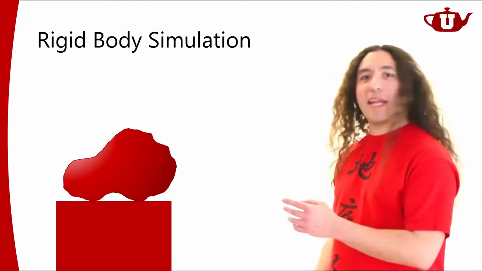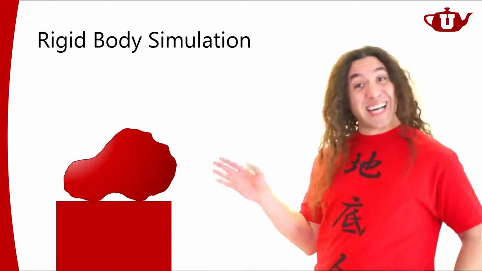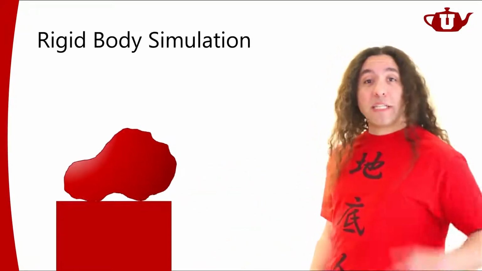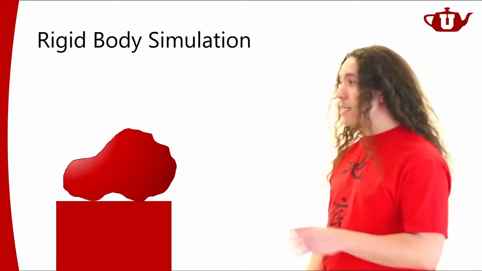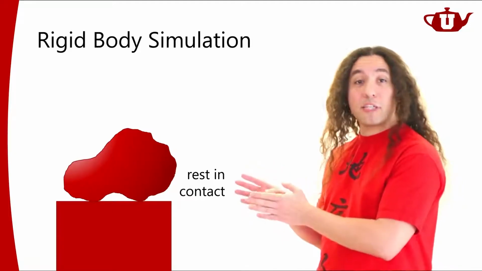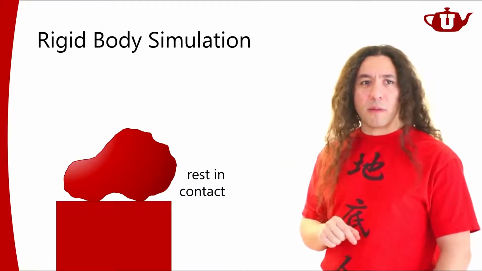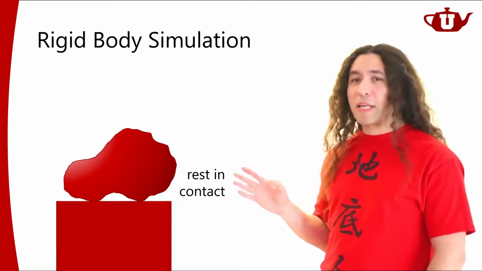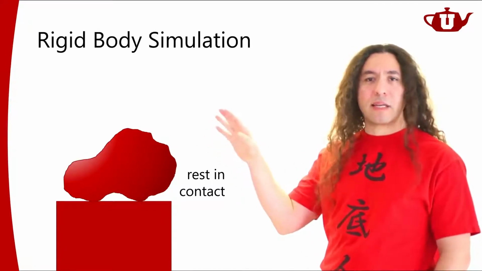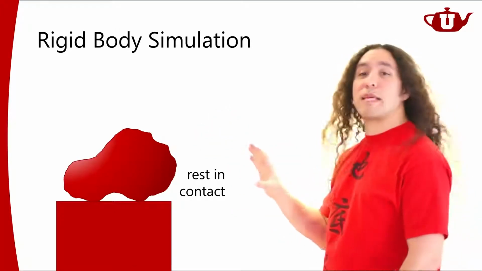So instead of simulating this and keep getting this sort of unnecessary motion, unnecessary computation, and unnecessary instability, what we typically do with rigid body simulation is that we define a rest in contact condition. So if we detect that an object is not moving at all, then there's really no point in simulating this, right? And we say that, oh, this object is rest in contact, it's going to stay there until something happens to it, right?